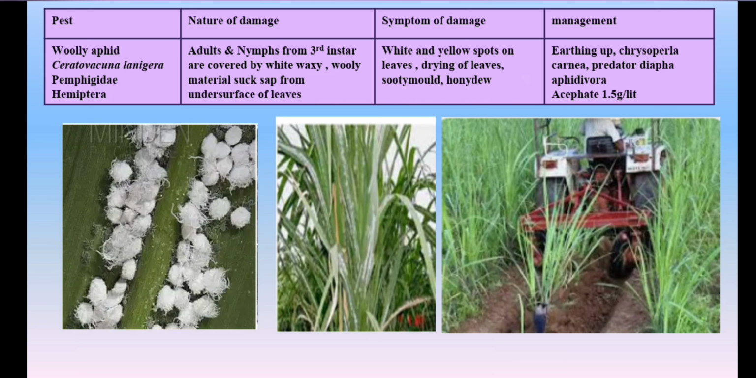And management: earthing up of the crop. Earthing up means nothing but covering the sugarcane bottom up to 2 to 3 nodes with soil, and releasing of Chrysoperla carnea and the predator Dipha aphidivora, or application of acephate 1.5 gram per liter.